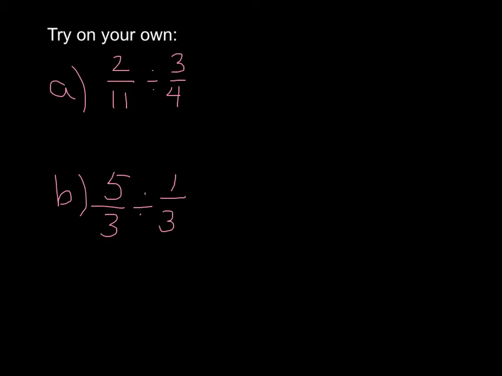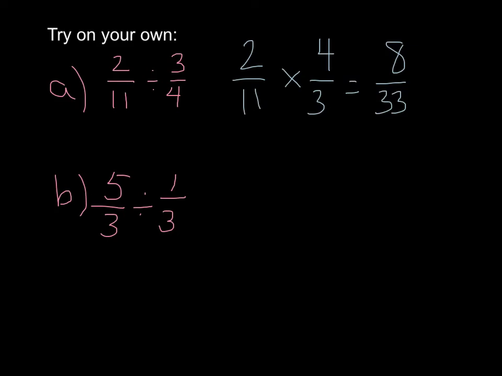So for part A, we are going to always rewrite it. So we will keep 2 11ths, so that's not doing anything different. We're going to change the division to multiplication, and we will change the last term to its reciprocal. So if we flip the numerator and the denominator, we will get 4/3. So when I multiply straight across the top, 2 times 4 is 8. 11 times 3 is 33. And that would be our final answer, because 33 and 8, there's no two numbers that will go into both of those.